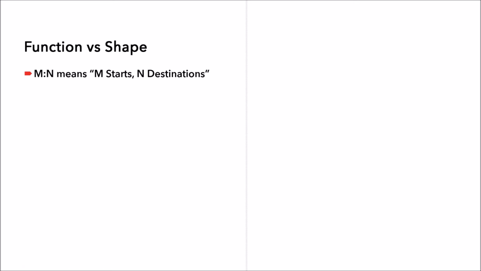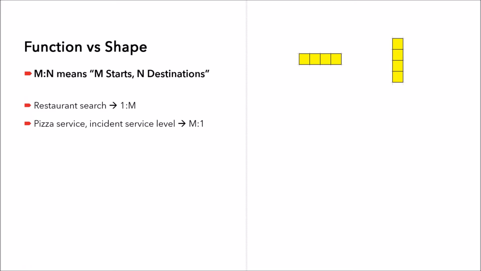Then we have a many-to-one shape, which is just traveling from a lot of starts to one shared destination. And this is a good example for the first two shapes. Let me just open them. I'm driven by hunger, as many of us. Here are two shapes, very simple, 1 to 4 and 4 to 1.